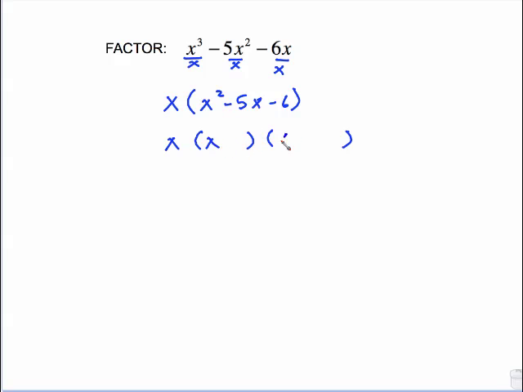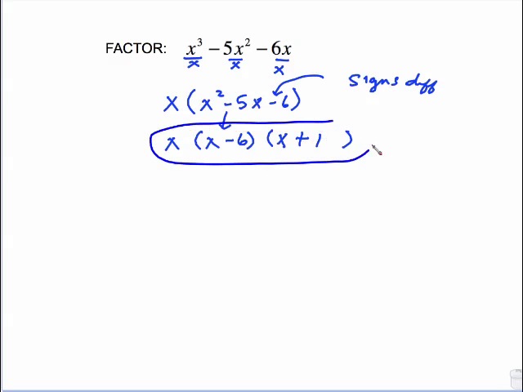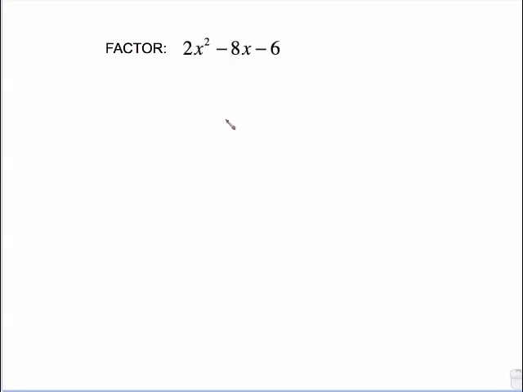So x, x, sign situation, because that's a negative, we're bringing that on down. Because the last sign is negative, that tells me the signs are different. So since that's already a negative, that has to be a positive. And I'm saying what multiplies to give me 6, that subtracts to give me 5. Subtract because these signs are different. And that would be 6 in the front and 1 in the back. And this is your whole answer. The GCF times those two binomials.